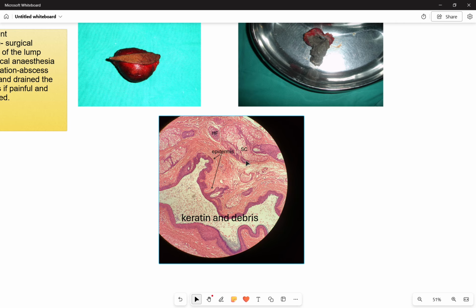These are sebaceous glands, and this is a hair follicle over here. And there's another hair follicle over here. That's in the dermis.